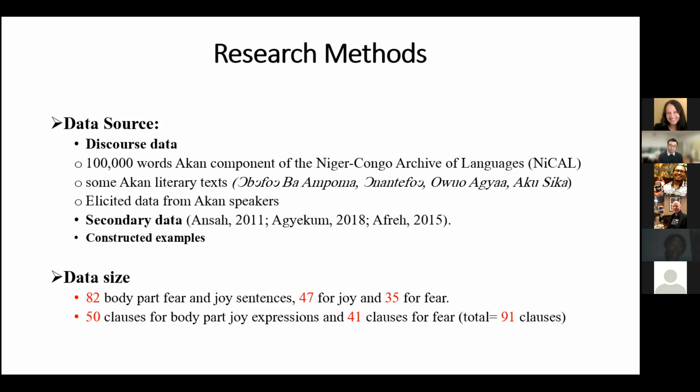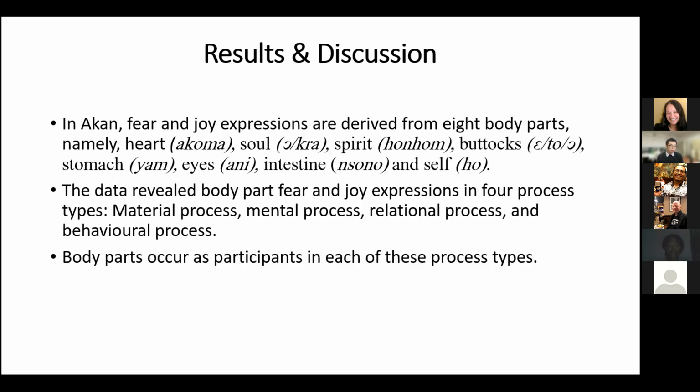So in all these fear and joy expressions encoded with body parts, they were mostly delivered as sentences. And I have 47 sentences for joy and 35 for fear. But since the unit of analysis is the clause, I chunked the sentences into clauses. And then I have 50 for body part joy expressions, and 41 for fear expressions. So I have a total of 91 clauses for the analysis.